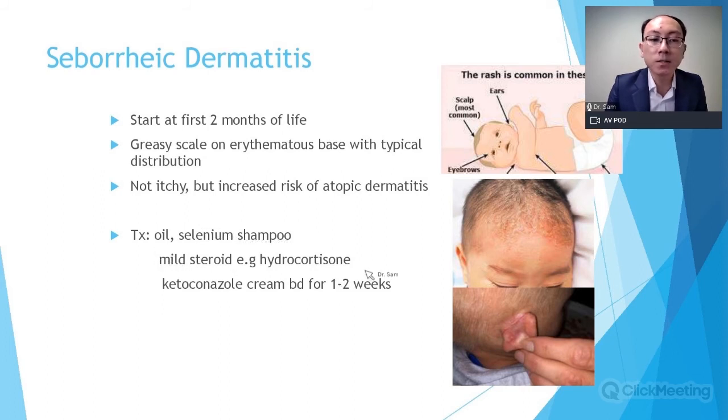And occasionally, we can use a mild steroid. Mild steroid also is very effective in this type of seborrheic dermatitis. And ketoconazole cream for 1 to 2 weeks is also proven to improve seborrheic dermatitis. The good thing is that seborrheic dermatitis, even if you don't treat it, as long as you give a lot of assurance, within 1 or 2 months will just improve by itself.